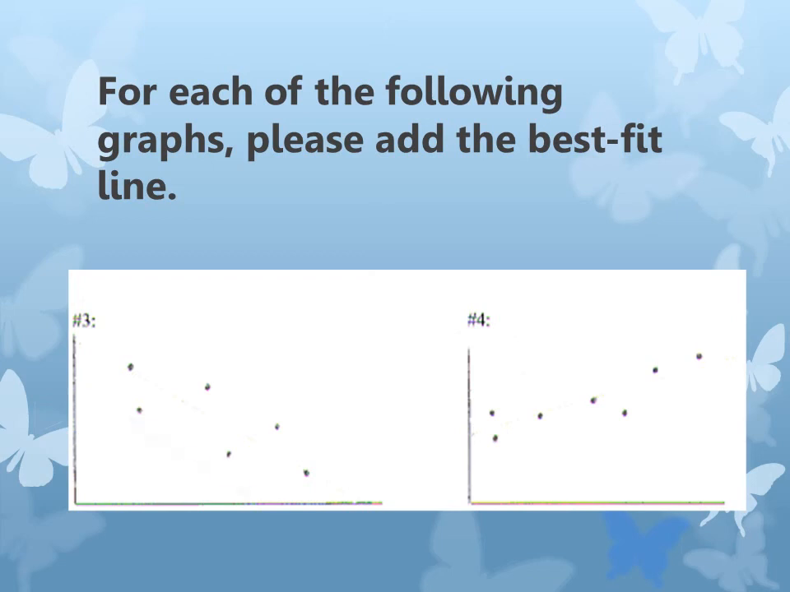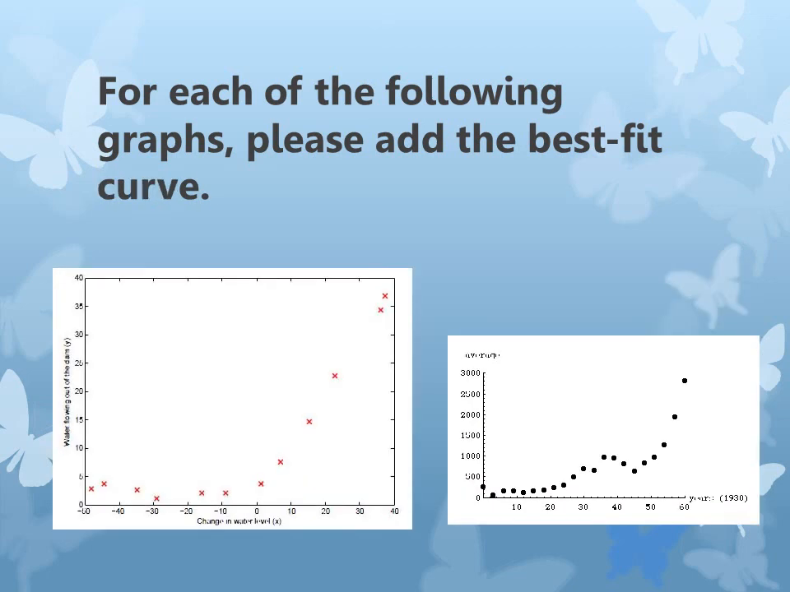Okay, so this is how I would draw number 3. Basically the first and last point are exactly in a line, and then the other ones kind of are halfway in between. And on number 4, this is how I would do it. I'd try to get as many points on that line as possible, and then a couple of the other ones are halfway in between. We can do this with a curve as well.